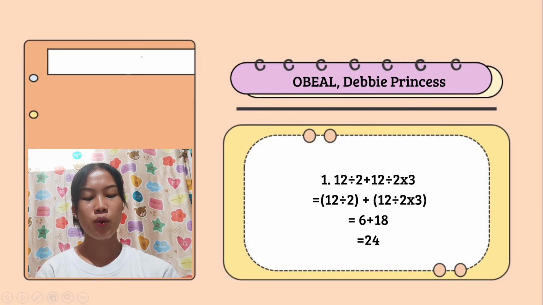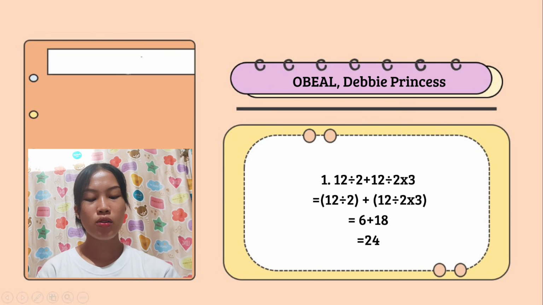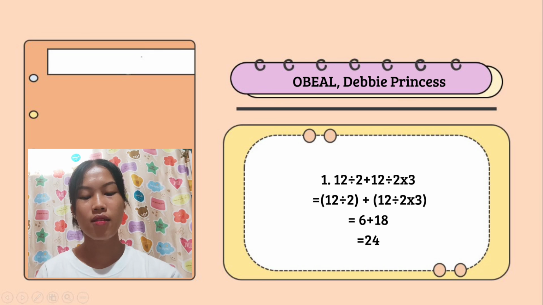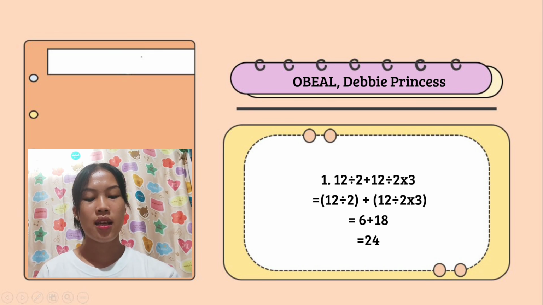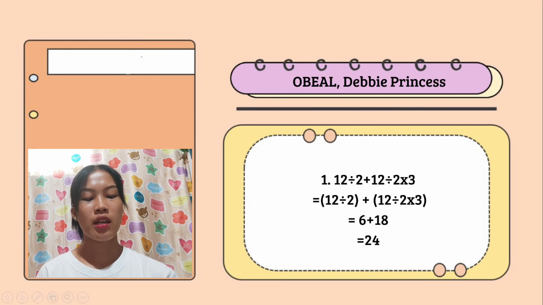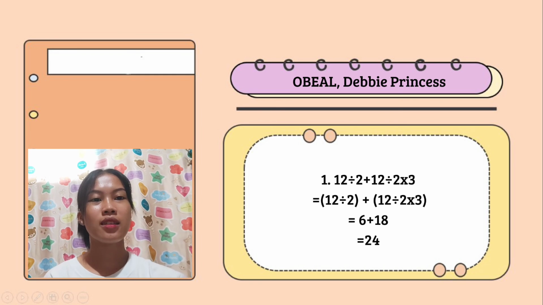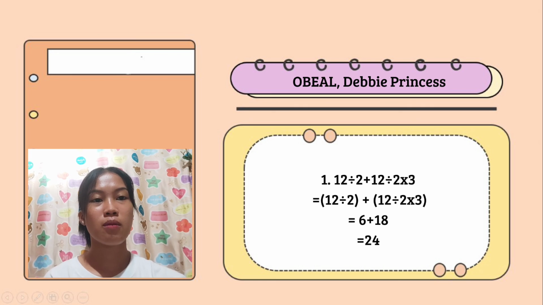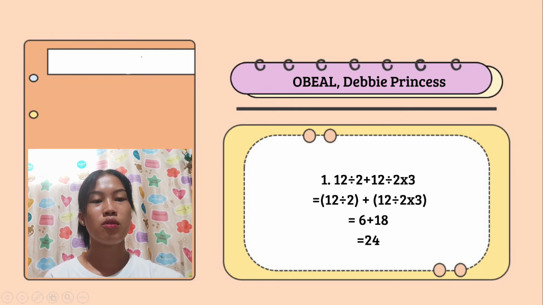So 12 divided by 2, we must put in closed parentheses, plus 12 divided by 2 times 3, also put in closed parentheses. Next, we divide: 12 divided by 2 equals 6. Next, 12 divided by 2 is 6, times 3, equals 18. Next, we must add 6 plus 18, and it equals 24. So that's the example of performing operations on mathematical expressions correctly using PEMDAS.